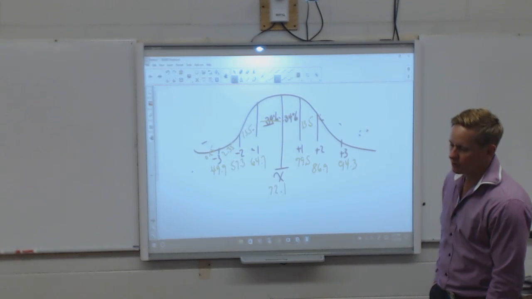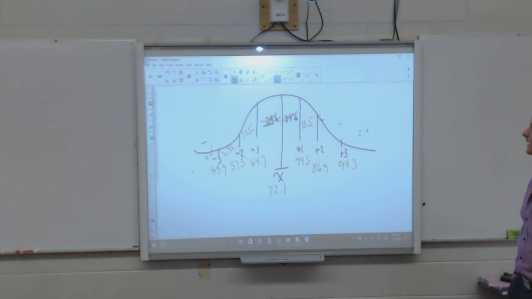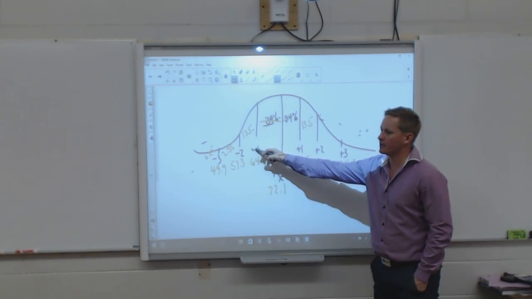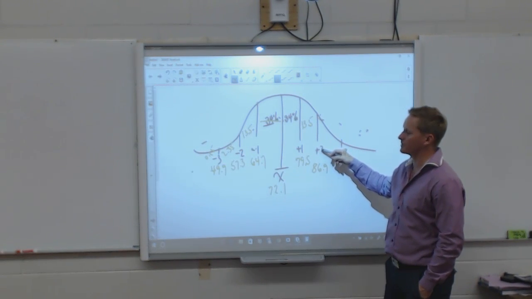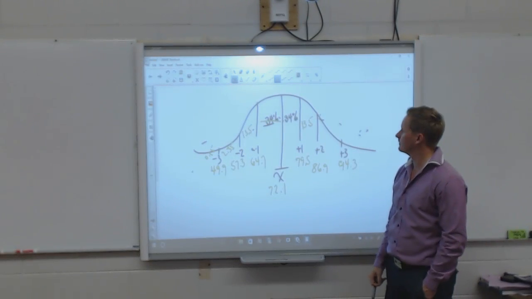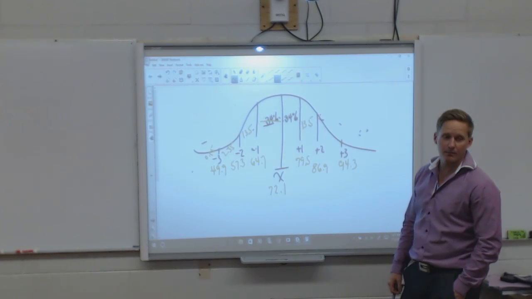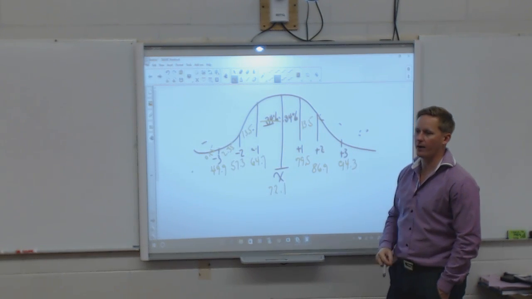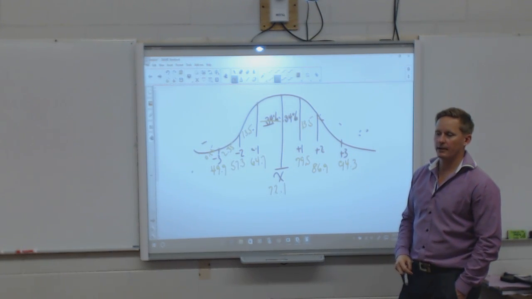What age range did the kids' grandparents, were they between 64.7 and 86.9? Well, minus 1 to plus 2, what percentage is that? 81.5. Yeah. 34, 34, and 13.5. So that's your percentage.